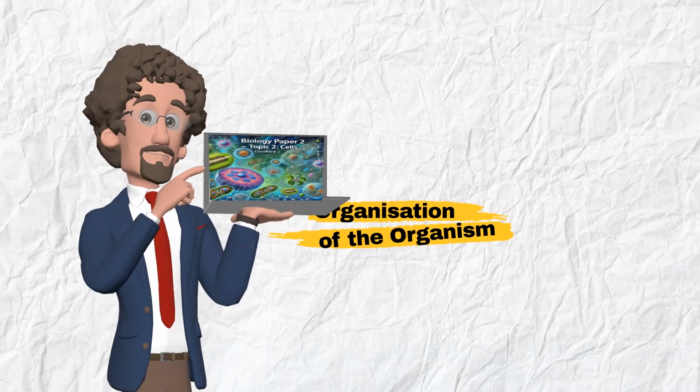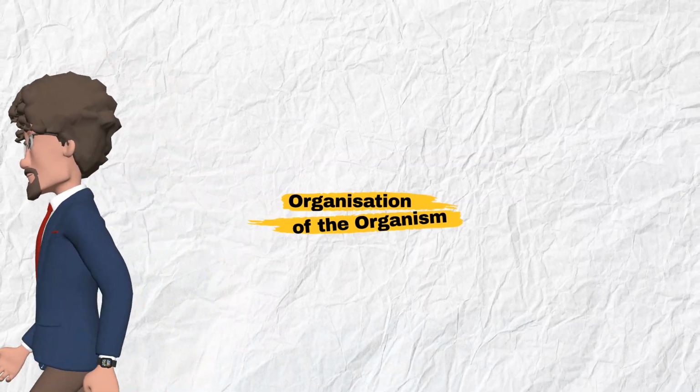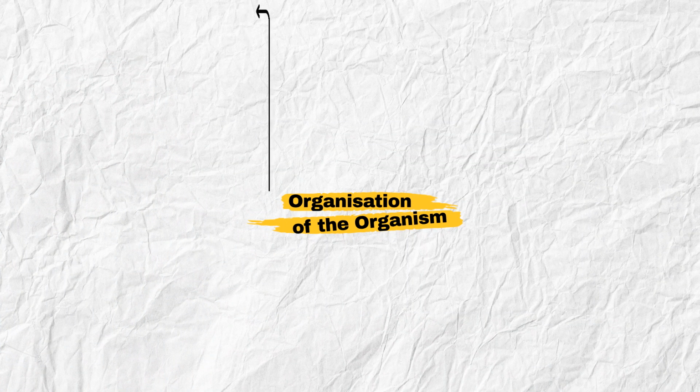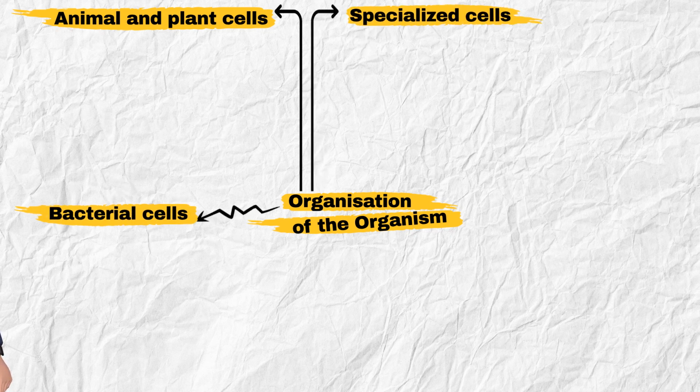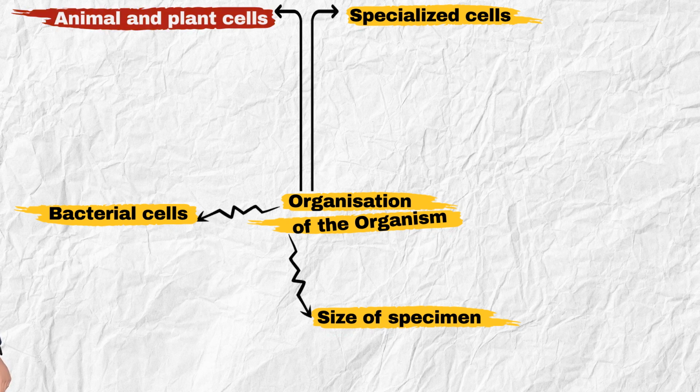Let's get started. We've got 4 topics ahead. The first is animal and plant cells, second is bacterial cells, third is specialized cells, and fourth is the sizes of specimens. Let's begin with the first topic in this chapter, animal and plant cells.